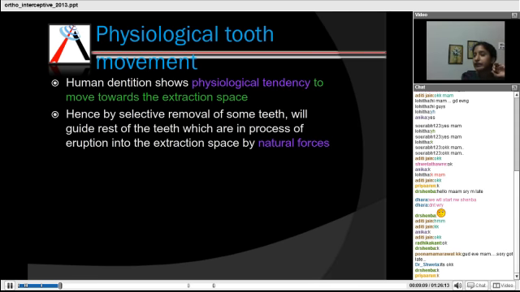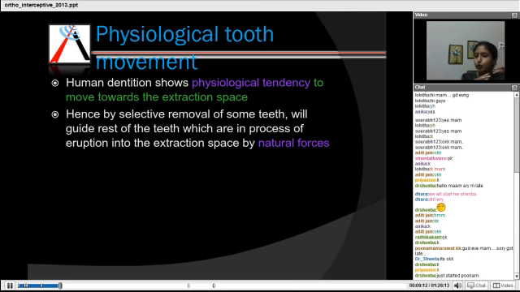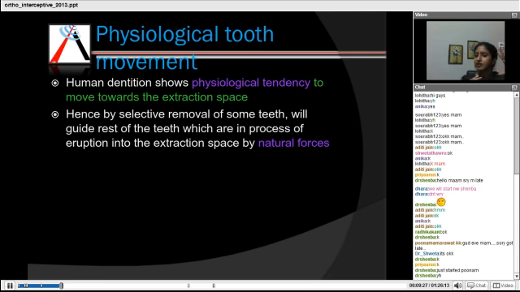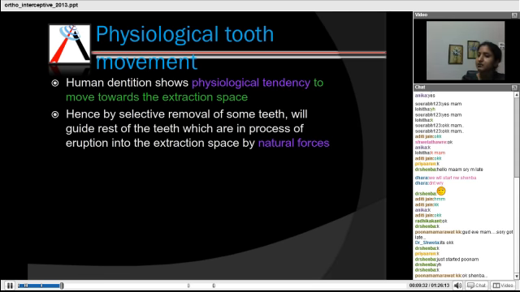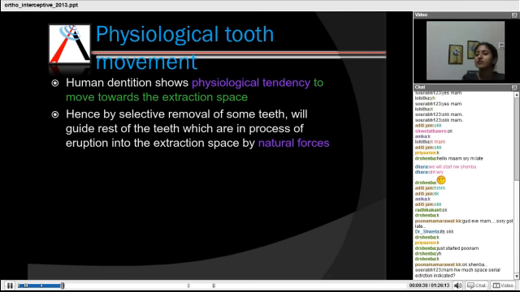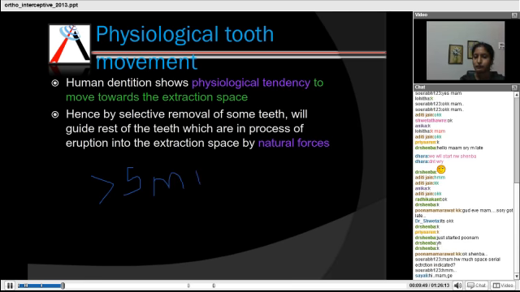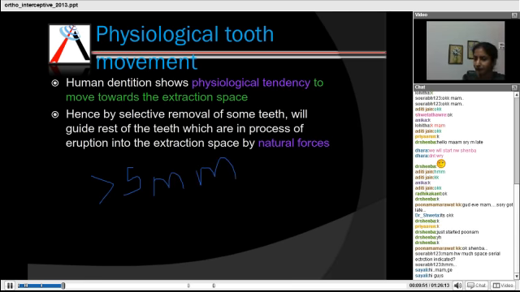Physiologic tooth movement is what? Whenever you create a space, the tooth starts to move along that. Whenever you create an extraction space, the adjacent tooth will mesially and distally shift and will occupy that space. So these are the two principles on which serial extractions work. One is you are removing the excess tooth material that is present in the oral cavity, and second is the physiological space is created so the other teeth will automatically move and align themselves without crowding. Okay? More than 5 mm.